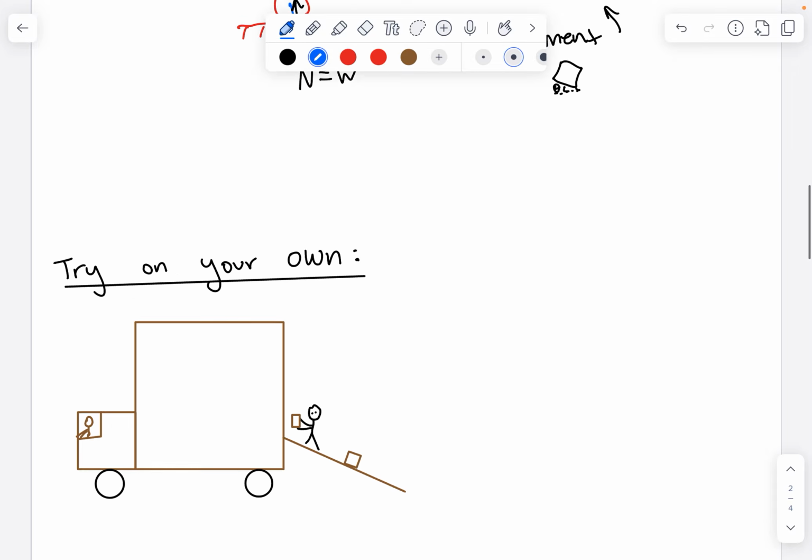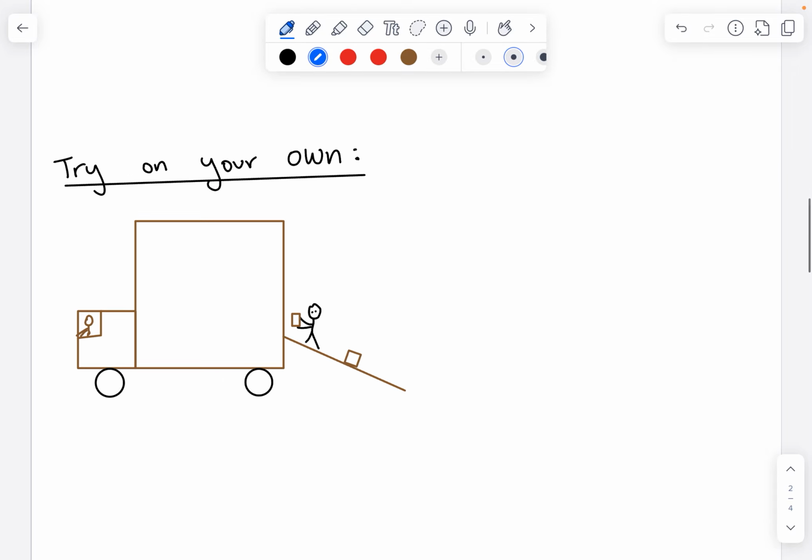All right, now let's try an example on your own. We have a man back here taking boxes out of a truck, and he places a box onto a ramp. The box starts sliding down this way. Draw a free body diagram for this block. Feel free to pause the video and try it on your own. I'm going to give you a few seconds, then I'm going to work it out.